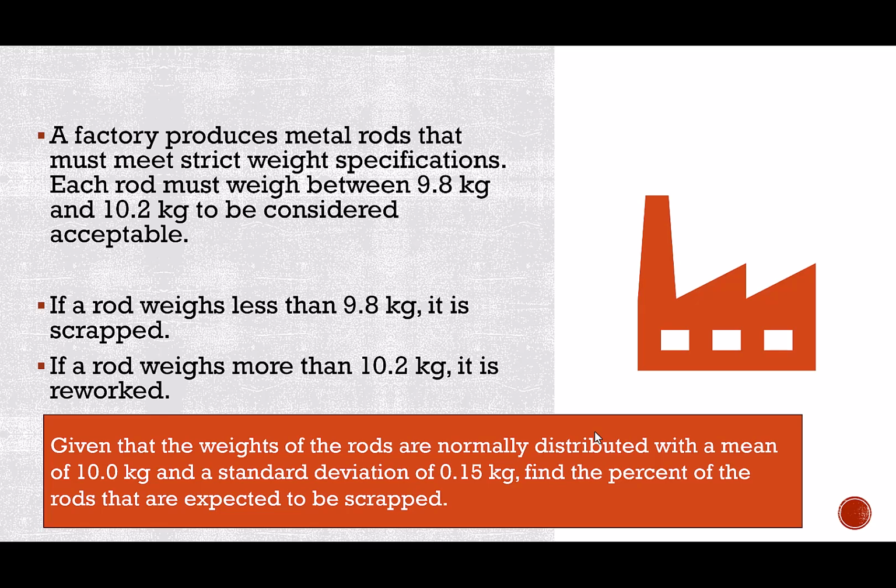So this means we're going to do a normal distribution with a mean of 10, a standard deviation of 0.15, and we're looking for what percent of the rods are less than 9.8. If they're less than 9.8, we're going to scrap them.